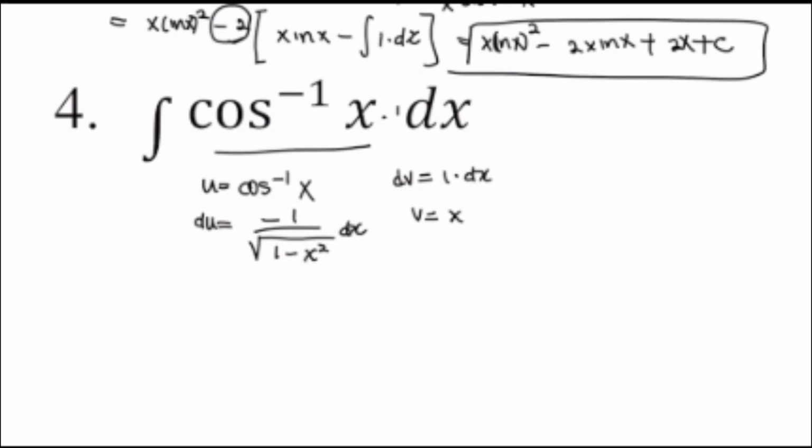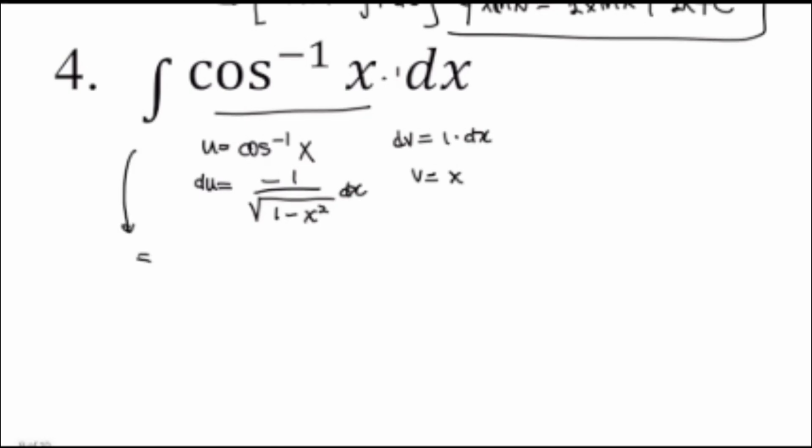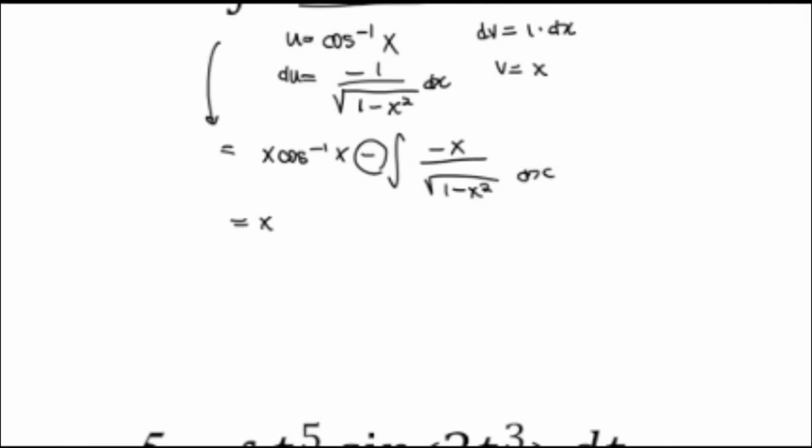So this would be our form before we actually start. So equals uv, x times cosine inverse x, and then minus the integral of v du, so -x over root 1 minus x squared dx. We're going to take the negative out and combine it with the negative in front, so that's going to be positive. x cosine inverse x plus the integral of x over root 1 minus x squared dx. So in this form, actually, we can use substitution.